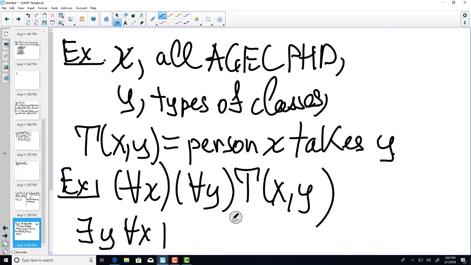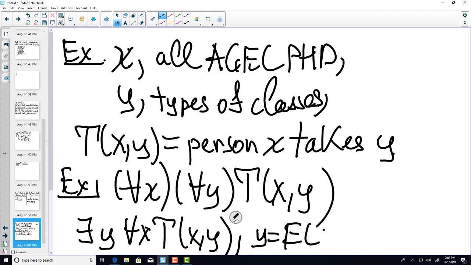such that for all x, T(x,y). The statement says that there exists at least one class such that all PhD students are taking this class, and this is true since if the class is Econ 629, then we are done.